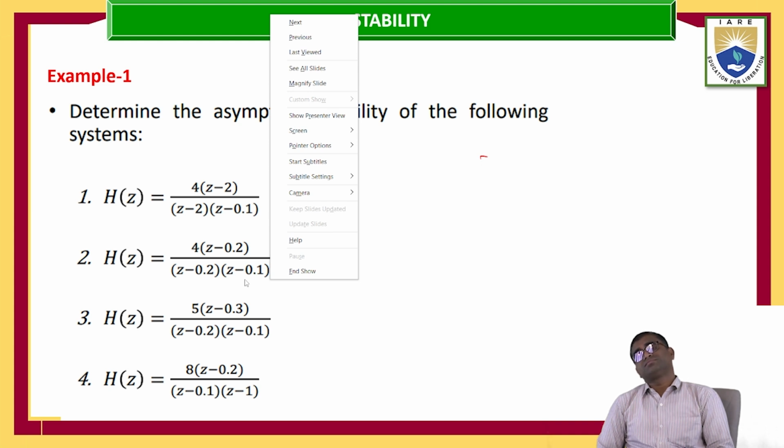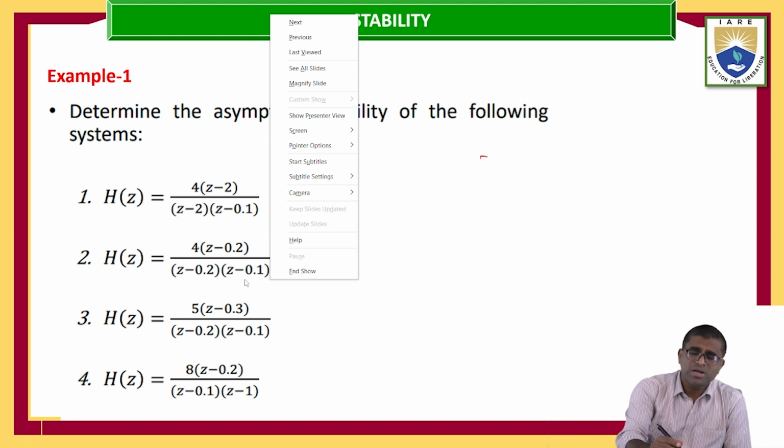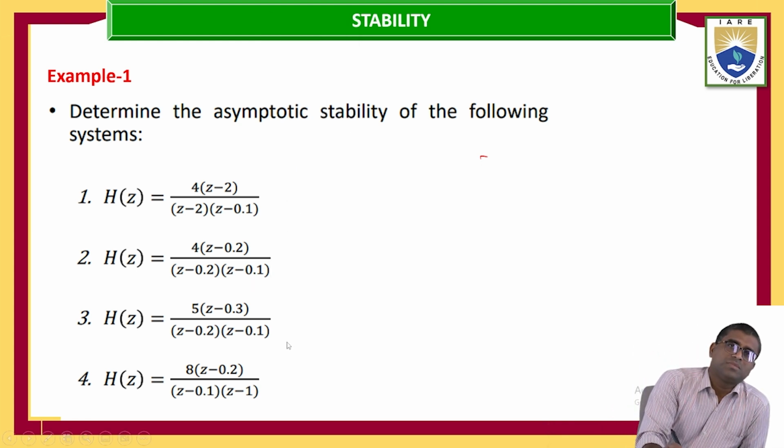Coming to the next one. H of z equal to pi into z minus 0.3 by z minus 0.2 and z minus 0.1. For this one, one pole is 0.2, the other one is 0.1, and the zero is 0.3. So all poles and zeros are within the unit circle. So it is considered asymptotically stable. Coming to the last one.